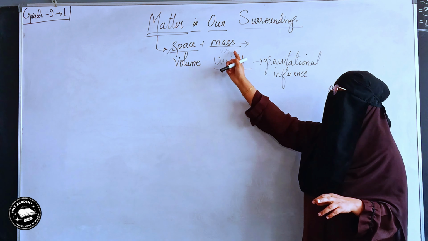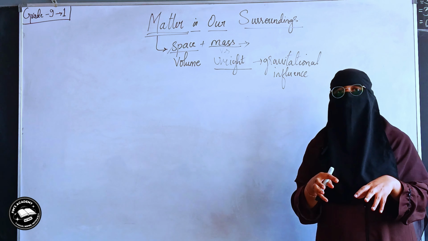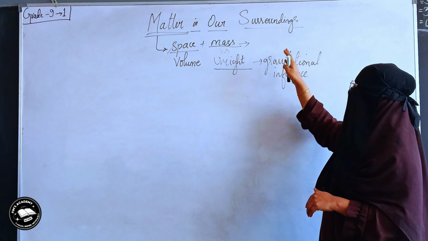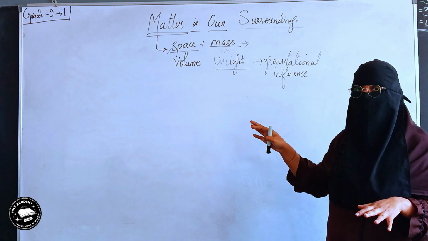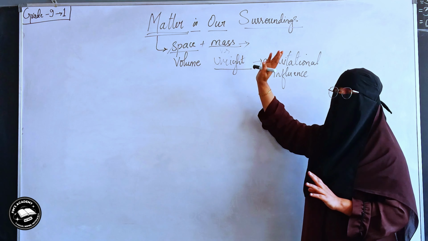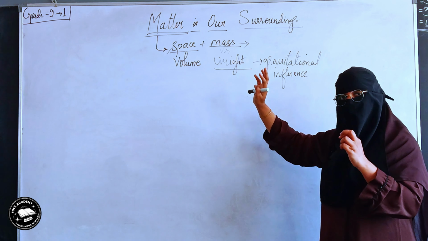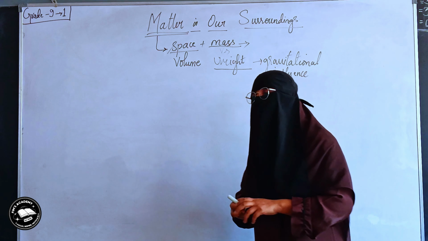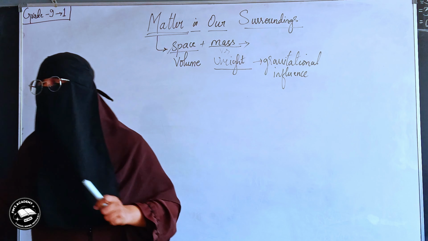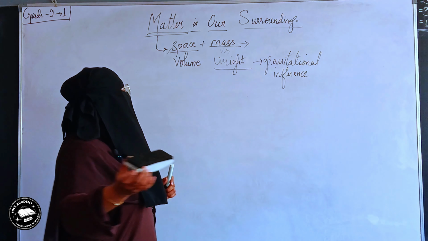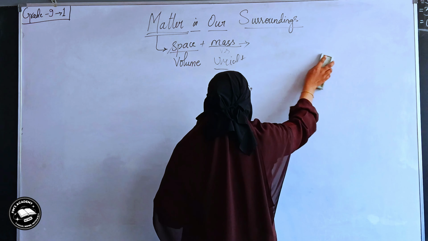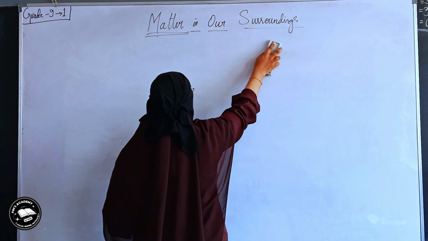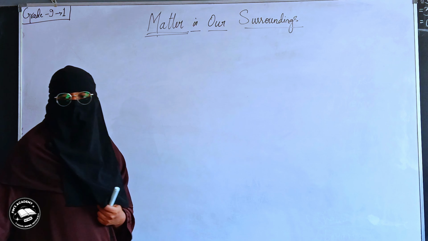Mass is basically the exact amount of matter present in a substance, and weight is mass plus the gravitational influence on the object, and that's the reason why mass remains the same in all the places, and the weight keeps changing depending on the gravitational force present in that particular area. Now we understood about the matter. That is nothing, it is anything which has mass and it occupies space.